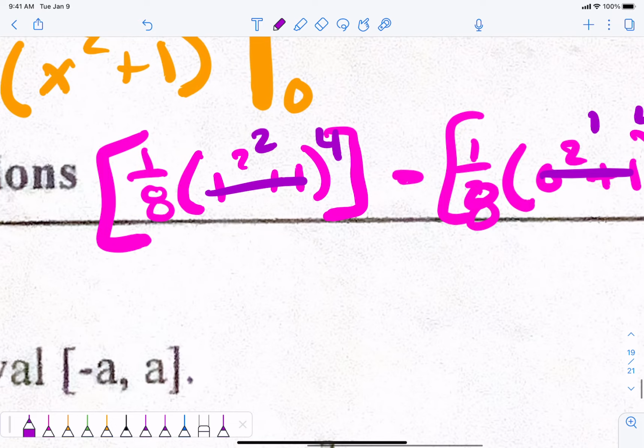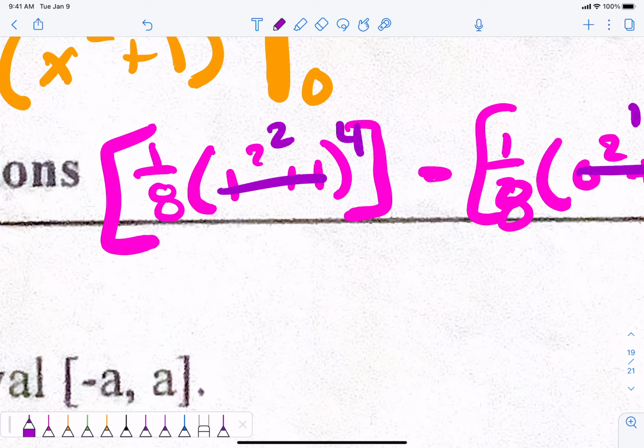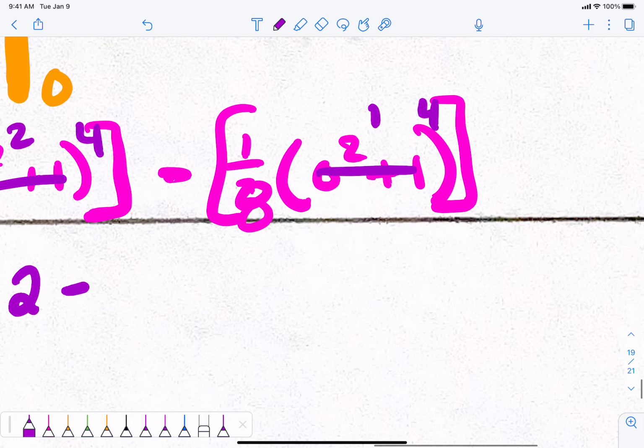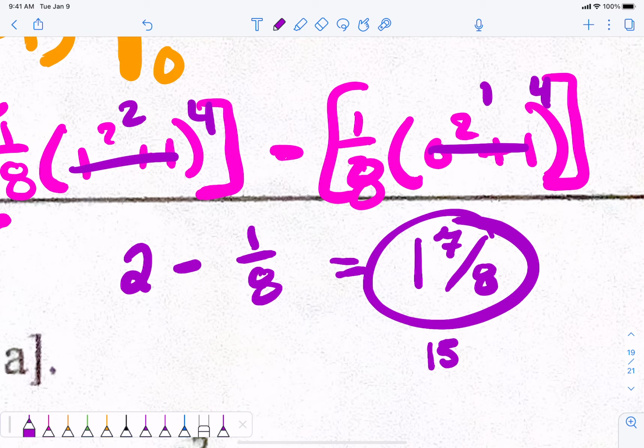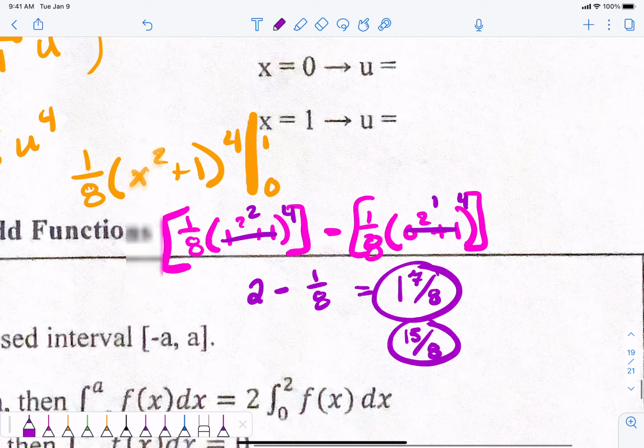Okay, so, backtrack. This was 2. 2 to the fourth power is 16. An eighth of 16 is 2. 2 minus, okay? 1 to the fourth power is still 1. 1/8. So, 2 minus 1/8 is 15 eighths, or 1 and 7 eighths. However you want to write it. I don't care whichever way. Okay? All right, good? Yes?